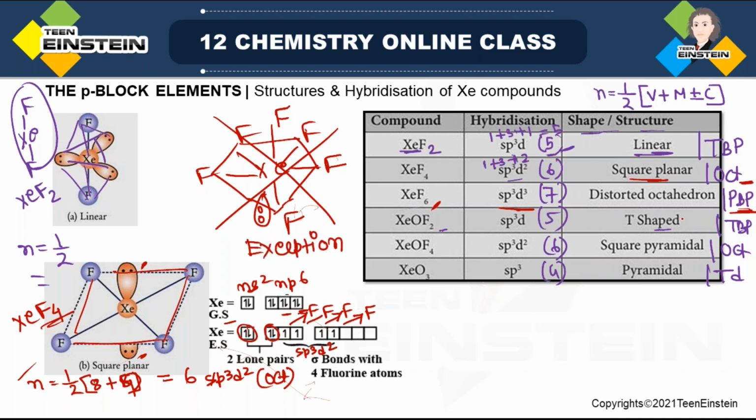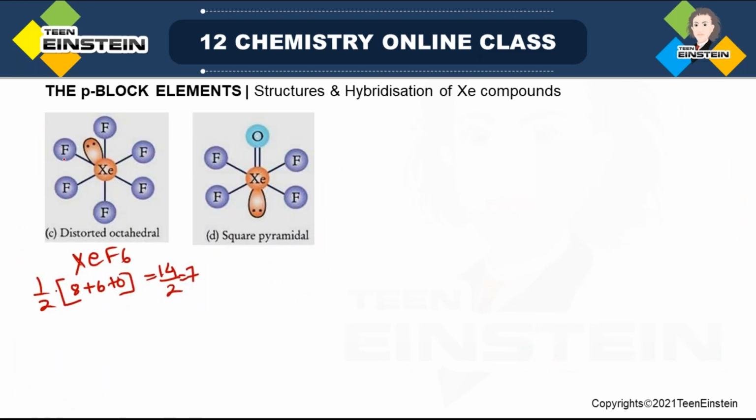And what is the exception? Here theoretically we should get PBP, but experimentally it is obtained as distorted octahedron. Now what is the difference between octahedron and distorted octahedron? If it is octahedron, it is very simple. There will be a central metal, any element, suppose xenon, and a total of 6 coordination sites. There is no question of 7 coordinations. But when it is distorted octahedral, now what is happening? See, in distorted octahedral, we have placed all the 6 coordination sites, we have placed 6 fluorine.